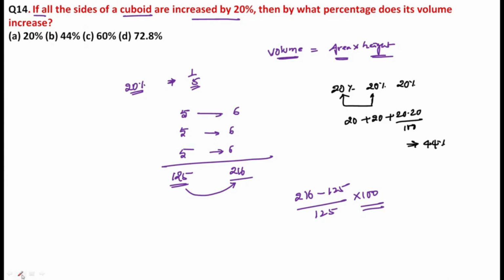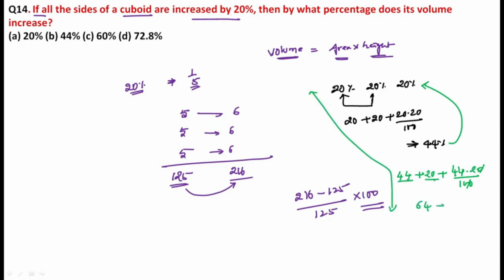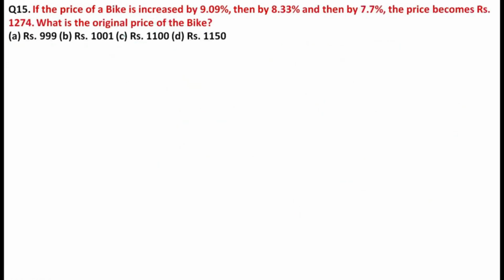Now the same successive percentage you can apply for 44 and 20. So the final value is 44 plus 20 plus 44 into 20 by 100. You just need to know how we are doing the calculation. Now 44 plus 20 is 64. 44 twos are 88, by 10 is equal to 8.8. Now the total answer is equal to 72.8. We have different approaches for solving these kinds of questions. Just focus on these. Next question.